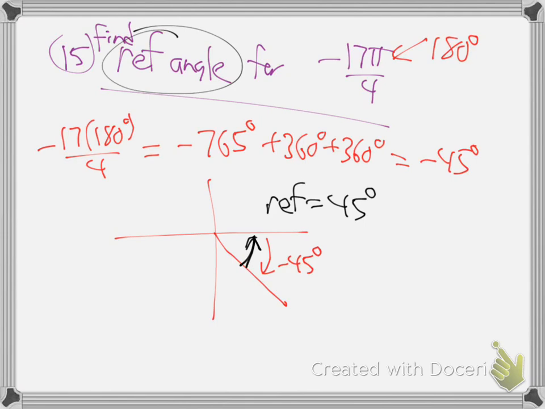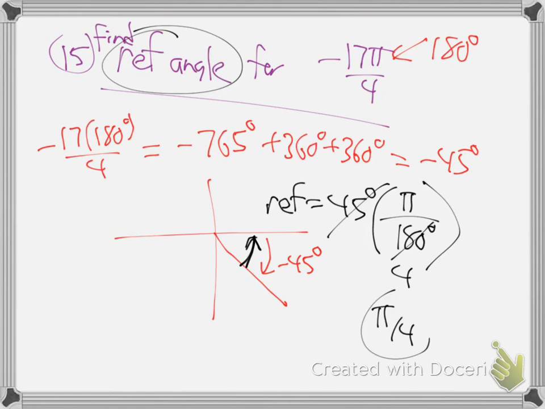So, but we got to change that back to radians in the end, huh? You know how to do that. Put the 180 in the bottom, the pi there, divide. I think that goes in 4 times. Pi over 4. Done.